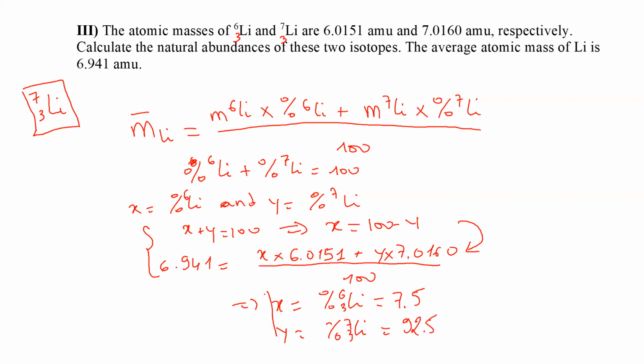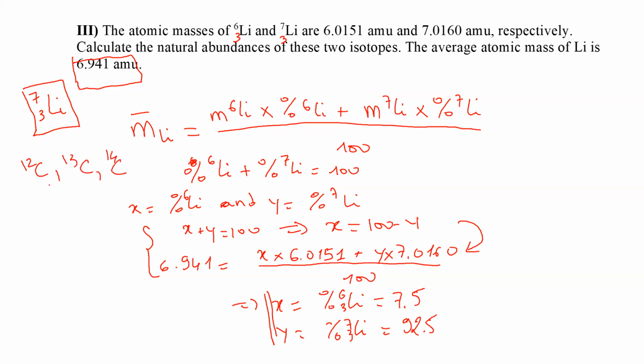Okay, and as you can see, we have more of the isotope lithium-7, which is why the mass is very close to 7, and you can see here 6.941. And lithium is one of the only elements where the heaviest isotope is the more abundant. So if you remember, we have carbon-12, we have carbon-13, we have also carbon-14.